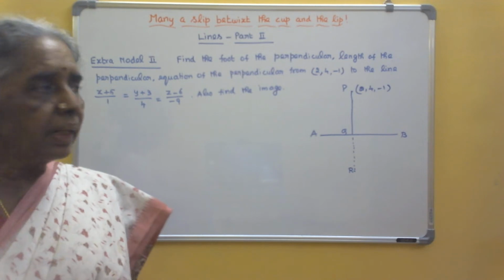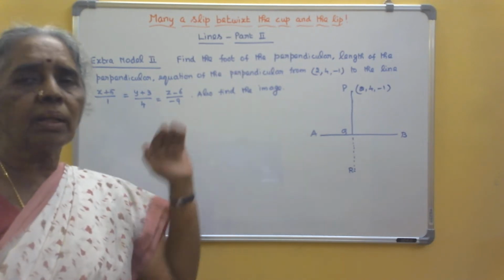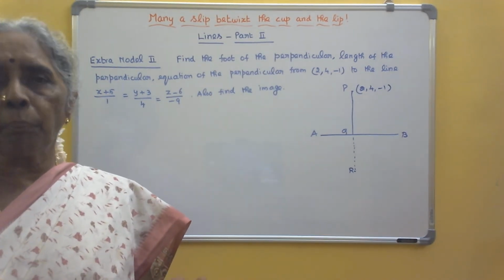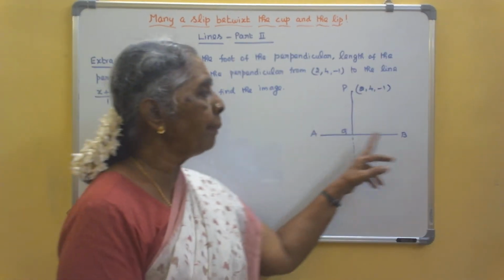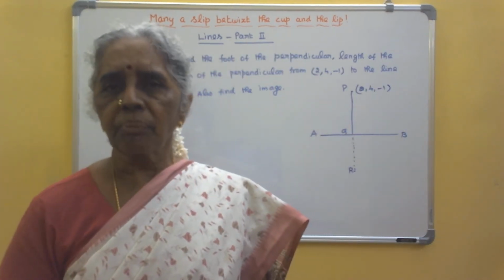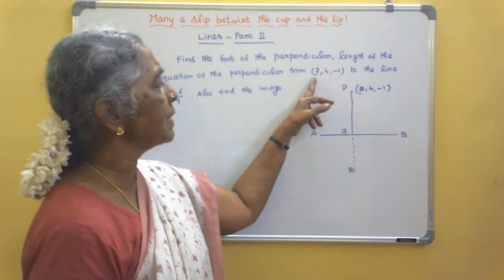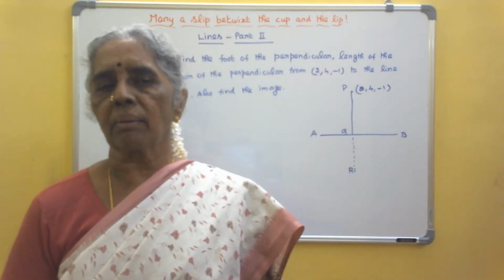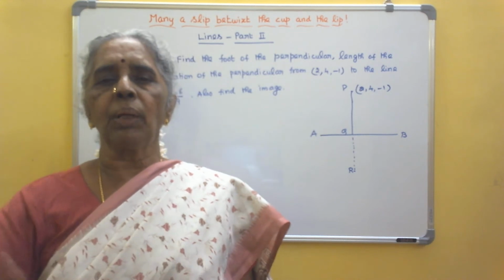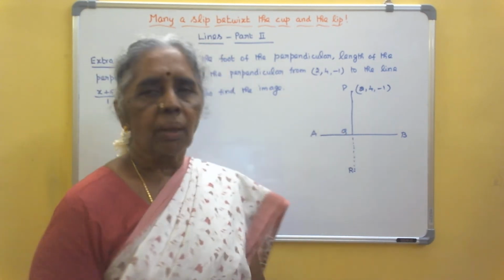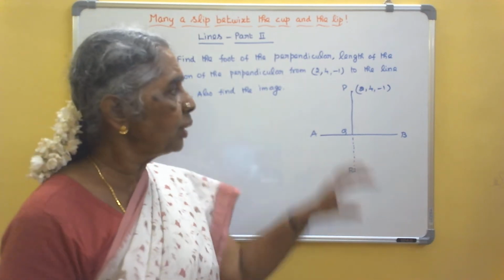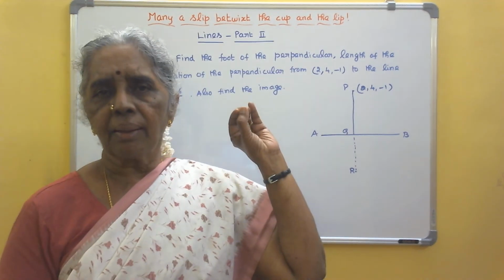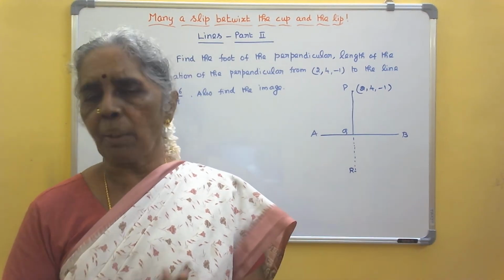Okay. Now, if you have a small rough figure, that will help you how to go about in the sum. Now, AB is the given line. Okay. P is the given point, which is 2 comma 4 comma minus 1. I am drawing a perpendicular. This Q, that is the foot of the perpendicular, right? Length means you know it is PQ length. Equation means it is equation of the line PQ.